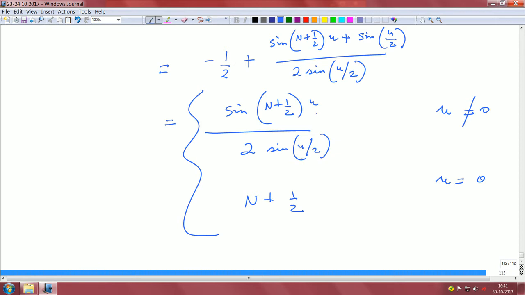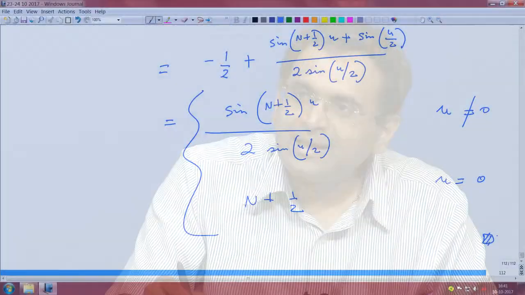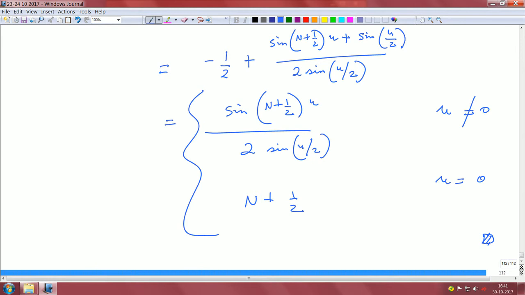Okay, so this is an indeterminate form, 0 by 0 form, apply L'Hopital rule, differentiate the numerator and the denominator and take the limits as u goes to 0, and you will land up with n plus half, and this is consistent because you just add the terms. When u equals 0, you have n terms, n plus half is what you have. Now, this proves this lemma, but we have just addressed the second part, second step of the proof of this theorem.